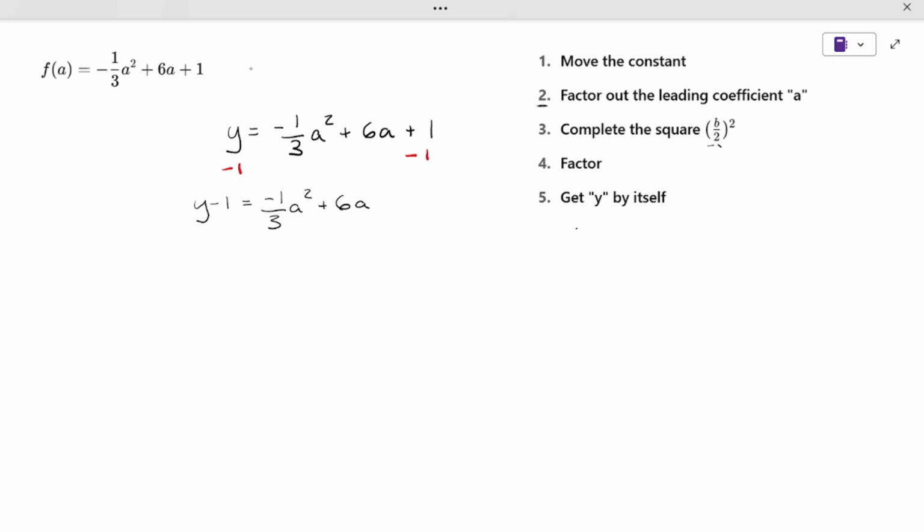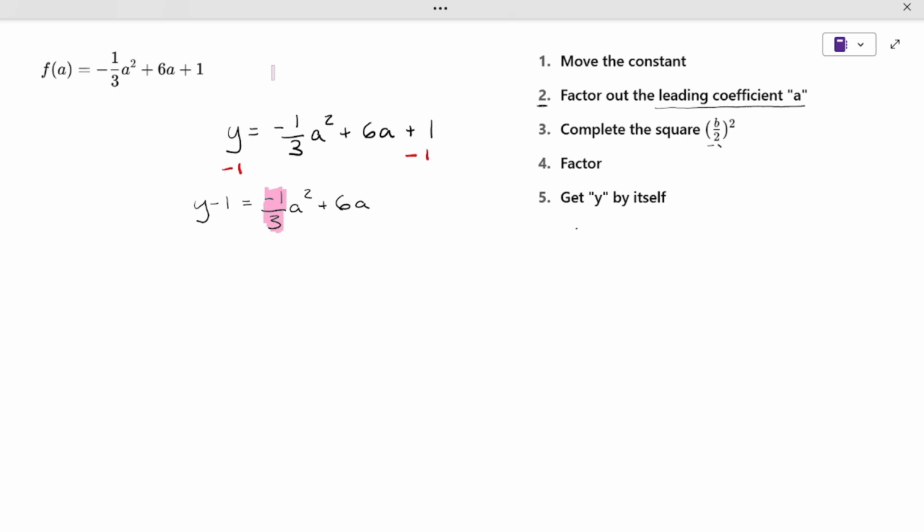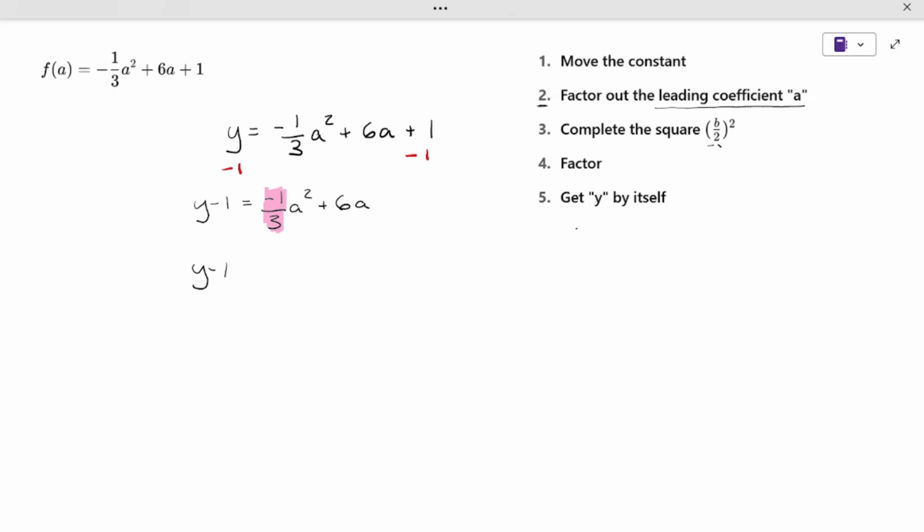Factor out the leading coefficient a. Now, the leading coefficient in front of this a squared term is -1/3. So we're going to factor that out. So the left-hand side stays the same as y minus 1. And we're going to take out the -1/3. So parentheses a squared. Again, we're not taking out the greatest common factor, which would be -1/3 a. But we're not doing that. We're just taking out the leading coefficient.